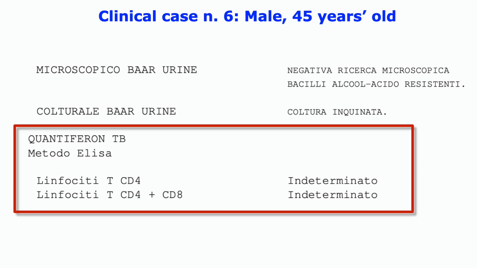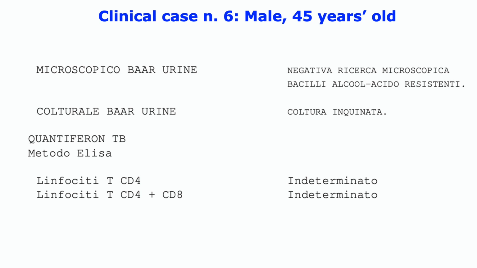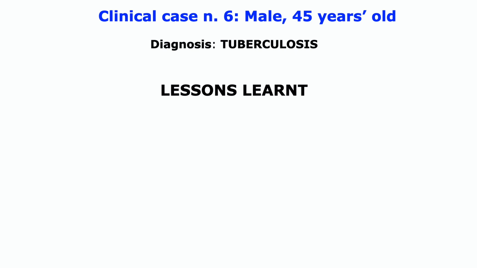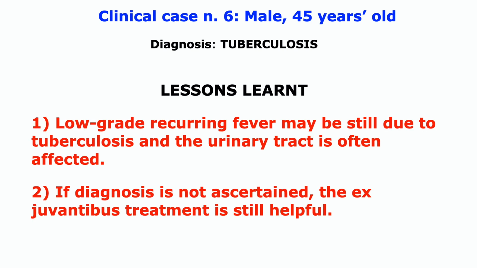However, the strong imaging evidence suggested implementing an ex juvantibus treatment with rifampicin for 3 months first and thereafter extended to 6 months. No symptom complex recurred for the following 3 years. Low-grade recurring fever may still be due to tuberculosis, and the urinary tract is often affected. If diagnosis is not ascertained, the ex juvantibus treatment is still helpful.